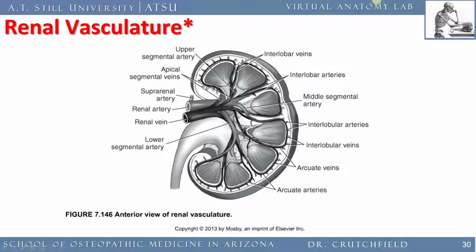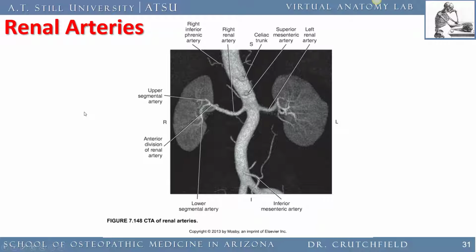So in between the lobes, which look like they're coming up through the columns here. And then as they branch and go around the pyramids, they go from interlobar into interlobular arteries. And then even smaller, of course, are going to be your arcuate arteries. And then the return is the opposite when it comes back to us. But you can't really see any of that on CT scan.